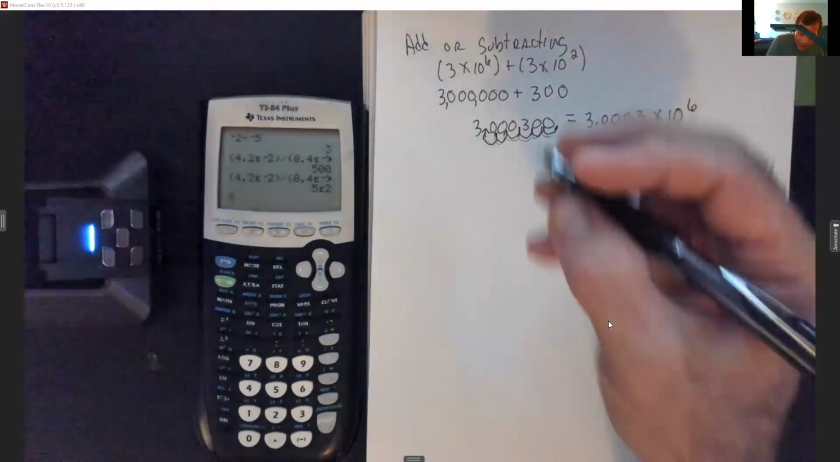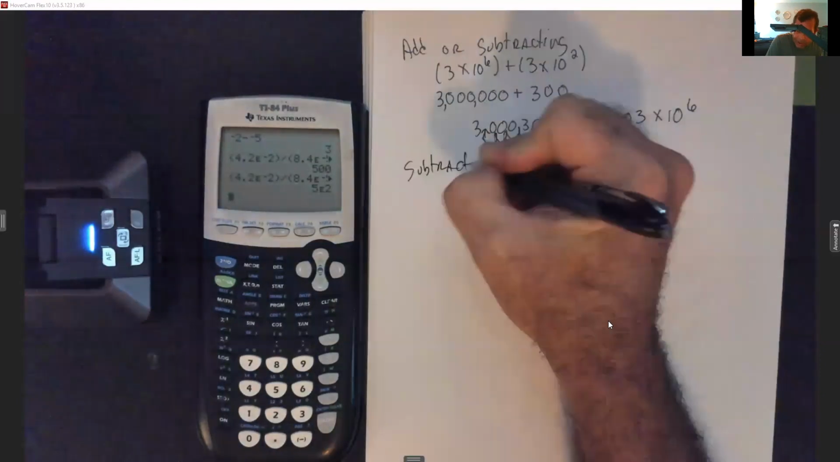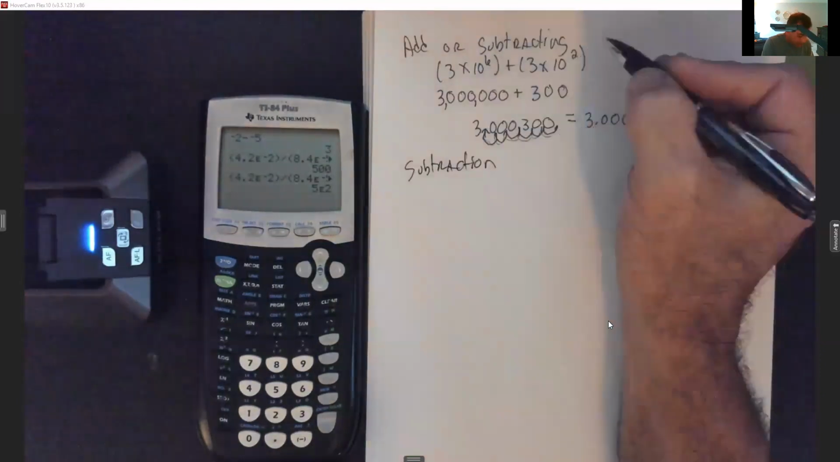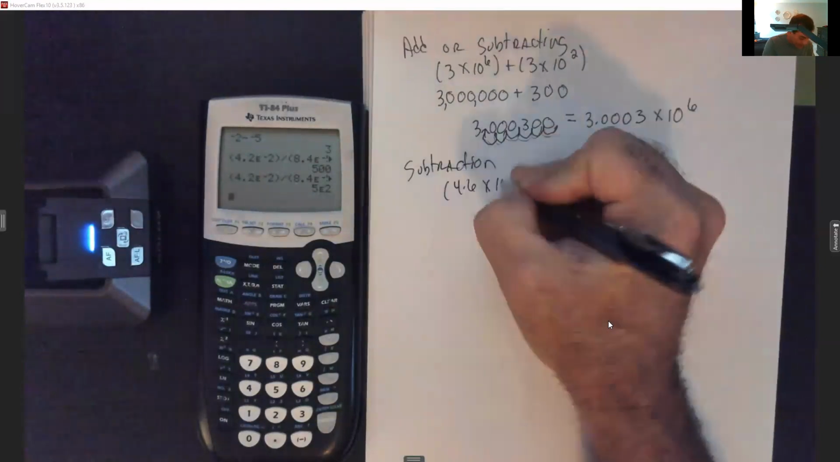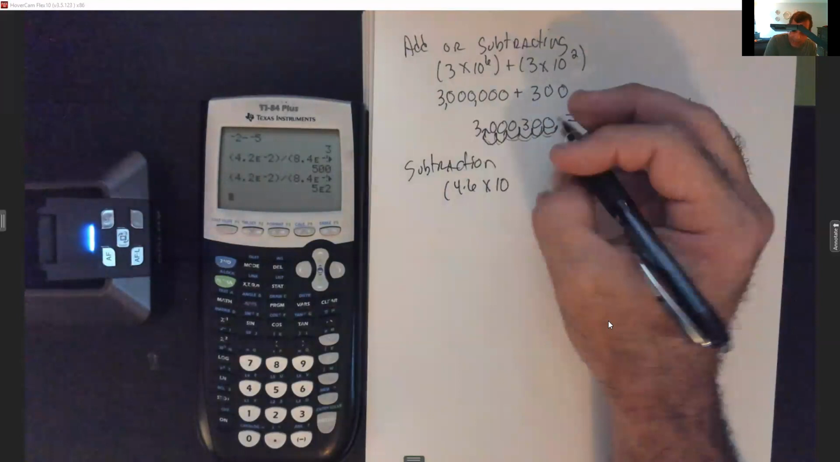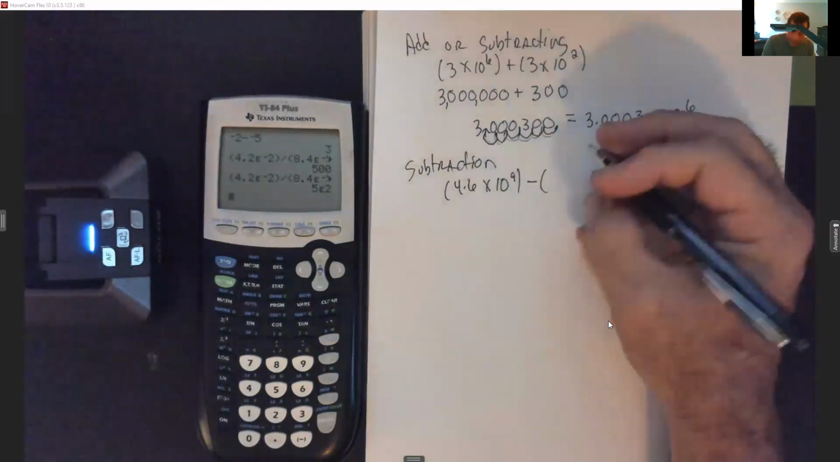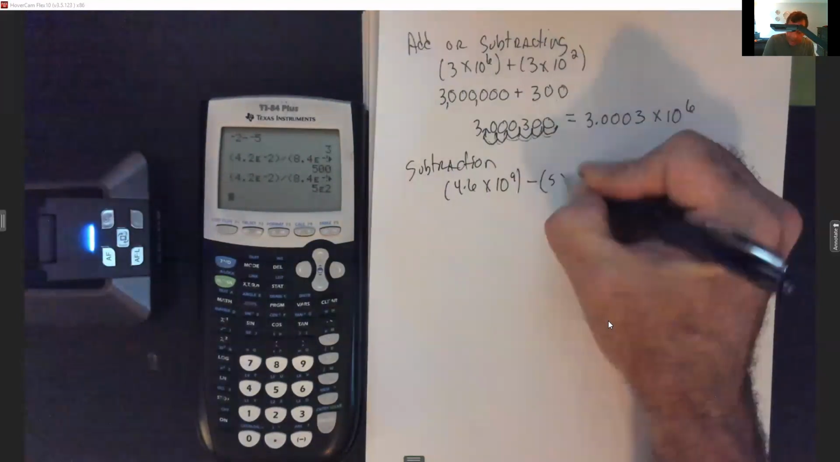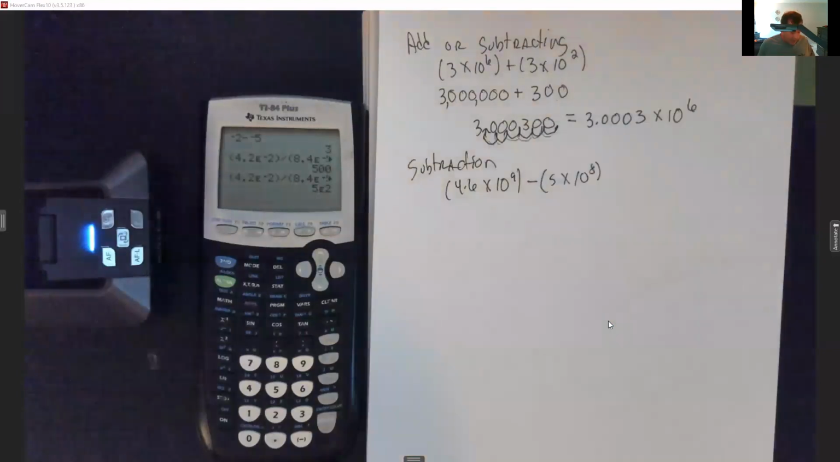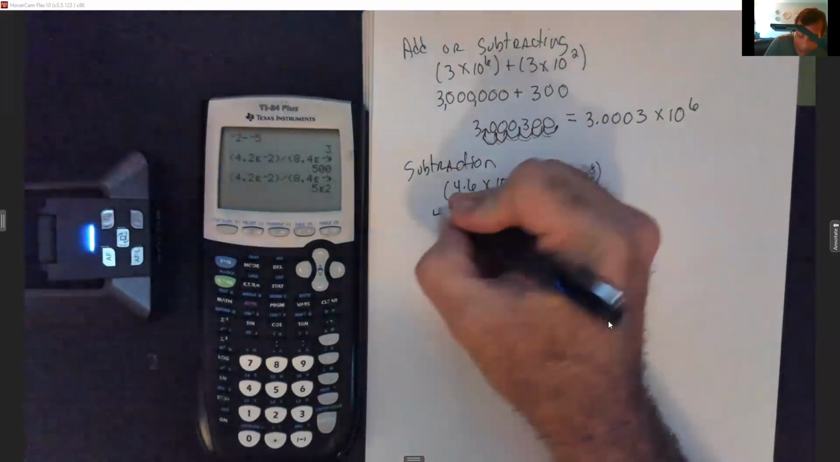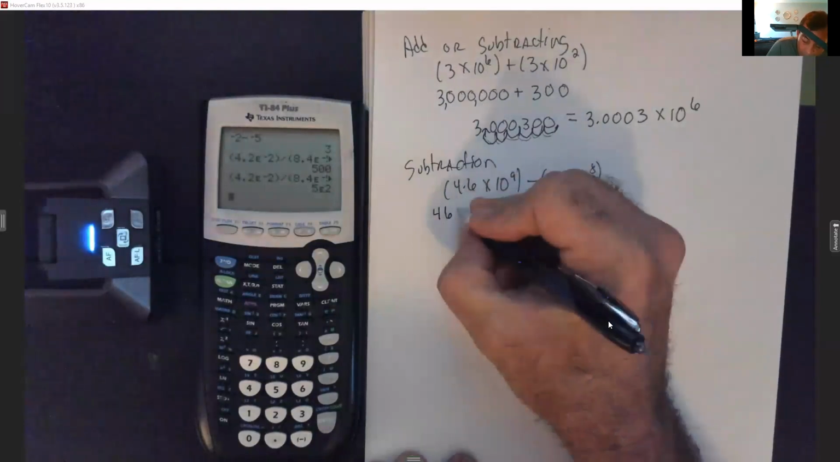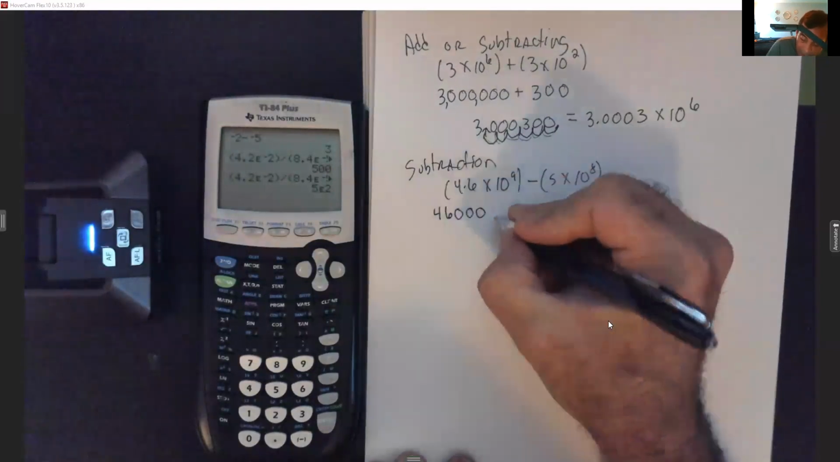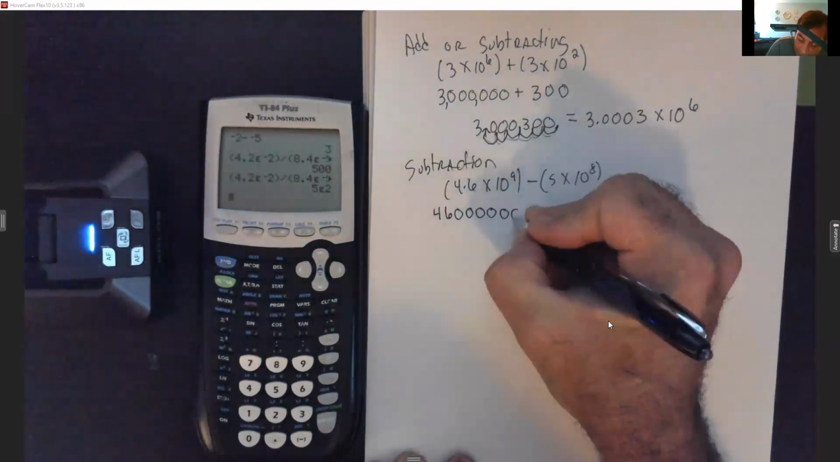All right, subtraction. I'll do one with subtraction because that one was addition, and I said either or. So here comes the subtraction. 4.6 × 10⁹ minus 5 × 10⁸. So once again, that'd probably be easier to write it out. So write down 4.6. So there's one move, 2, 3, 4, 5, 6, 7, 8, 9.